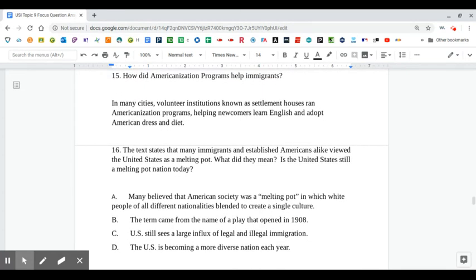15, how did Americanization programs help immigrants to adjust? In many cities, volunteer institutions known as settlement houses ran Americanization programs, which helped newcomers and immigrants learn English and adopt a more American style of dress and diet.